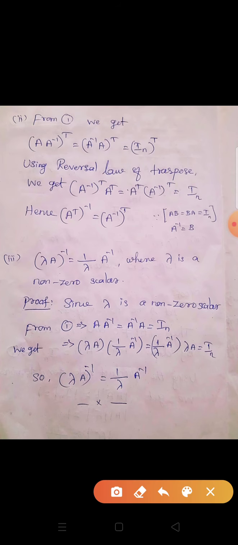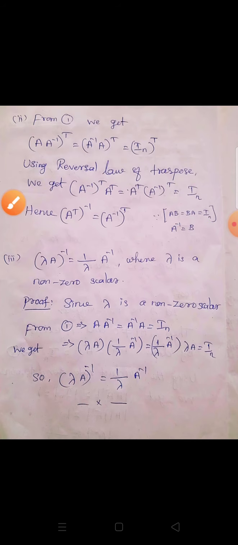Here we assume A transpose may be A, and A inverse whole transpose may be B. So AB is equal to BA is equal to I. By the inverse property, AB is equal to BA is equal to IN, then A inverse is equal to B. Hence A transpose whole inverse is equal to A inverse whole transpose. Finished our second proof.